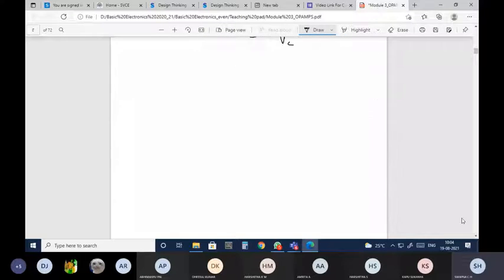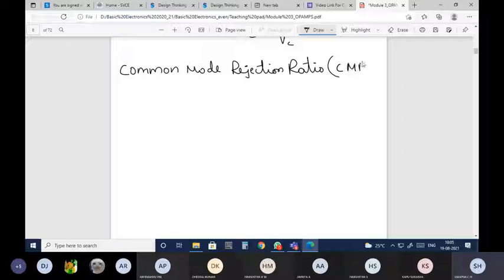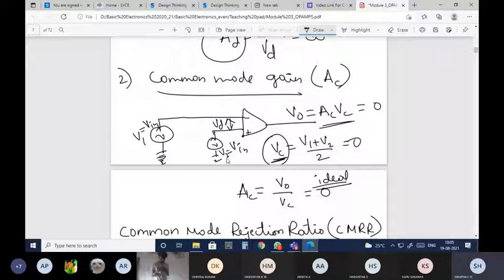Then comes common mode rejection ratio, CMRR. As I've already mentioned, when you are applying both the voltages as same, the output should be equal to 0. But what is happening? We are not getting output equal to 0, but you may get some voltage practically because of the average between the two input signals. It may take the average between the two input signals. So that is the reason you may have some output voltage.